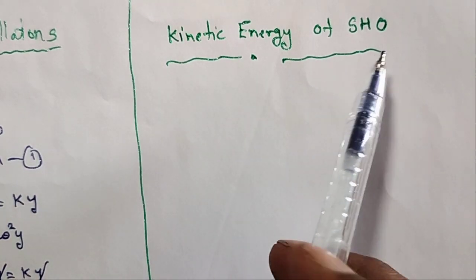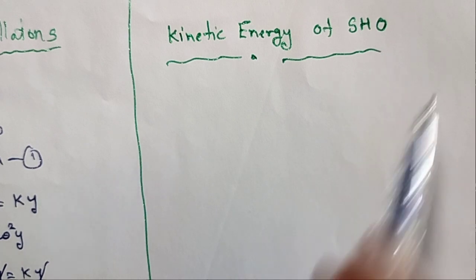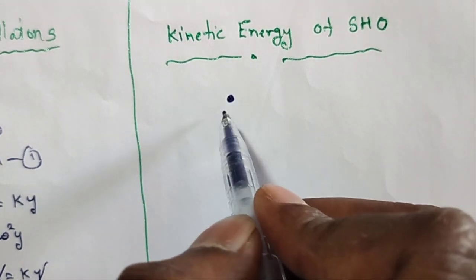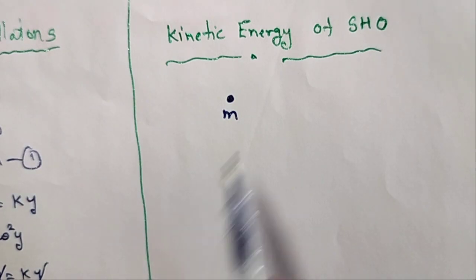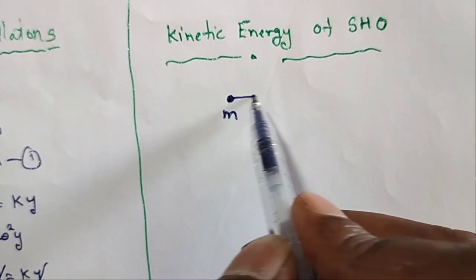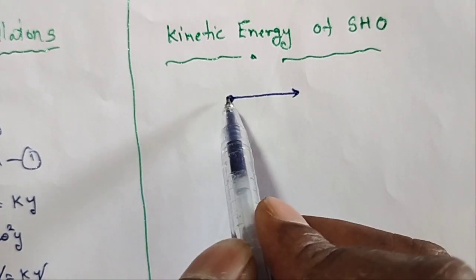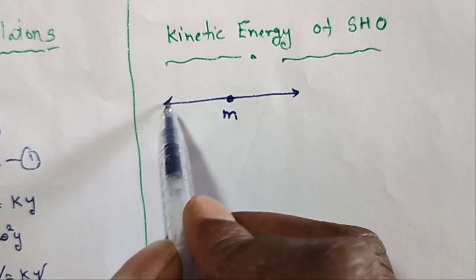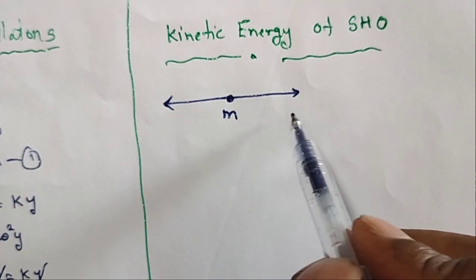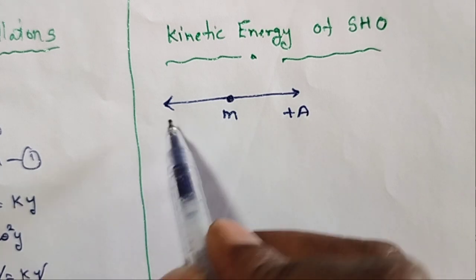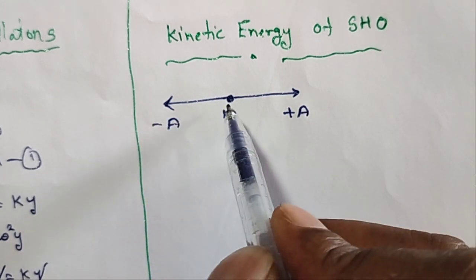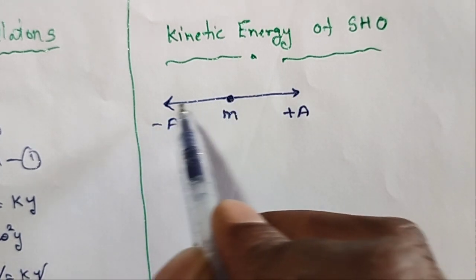Next, what is the kinetic energy of the simple harmonic oscillator? Here, consider one particle of mass m executing simple harmonic motion along a straight line with amplitude, plus a and minus a. The particle is moving in a to and fro motion.